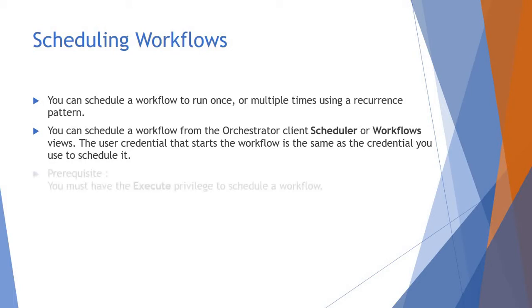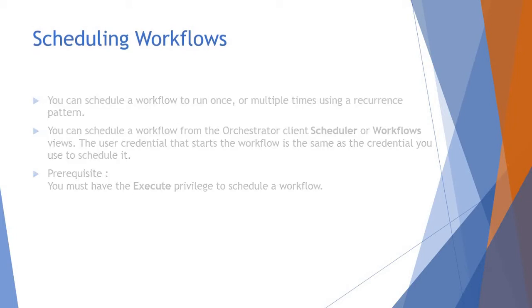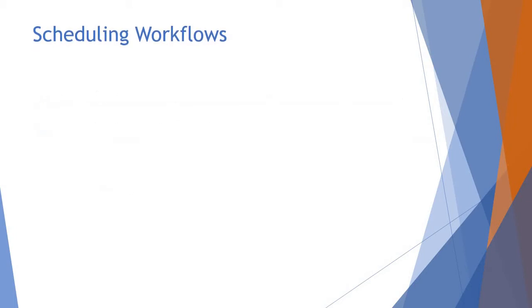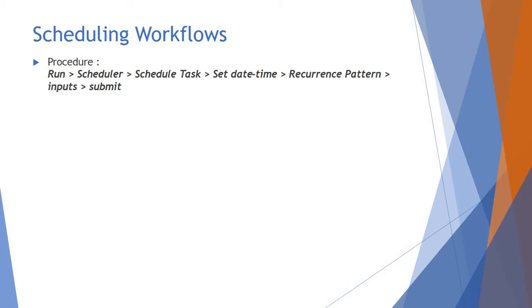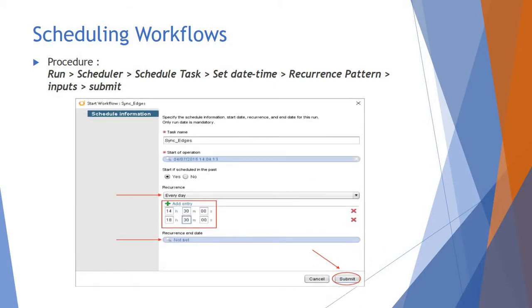Procedure. From the drop-down menu in the Orchestrator client, select Run. Click the Scheduler view. Right-click within the left panel and select Schedule Task. Select Schedule Task As to use another user's credentials to schedule a workflow. This step is optional. Search for the workflow to schedule by typing the name of the workflow, select it and click Select. Set the start date and time for the workflow.